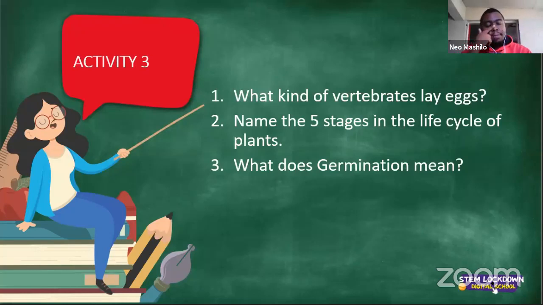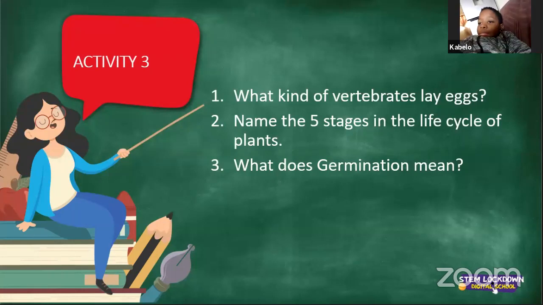But remember, I'm saying which kind. Remember, we have 5 kinds of vertebrates. It's a bird, it's a fish, it's a reptile, it's a mammal, and which ones lay eggs? That's the question. Kabelo. A bird lays eggs, yes. Another one.